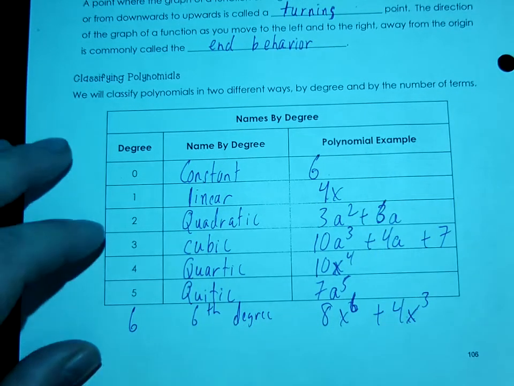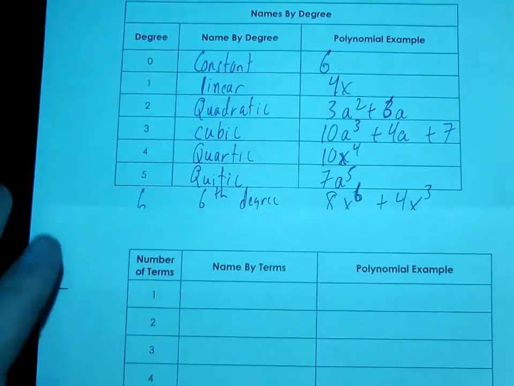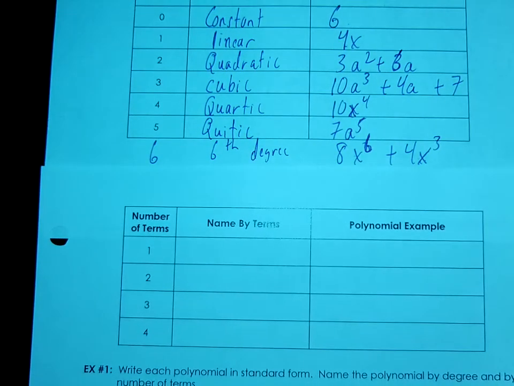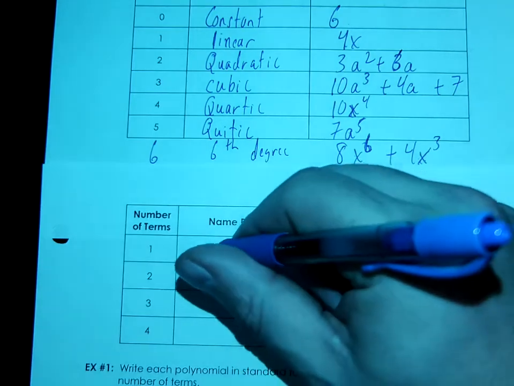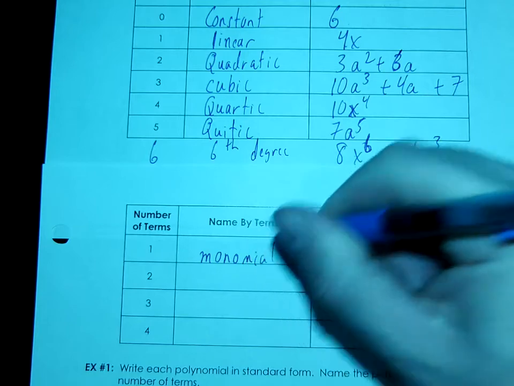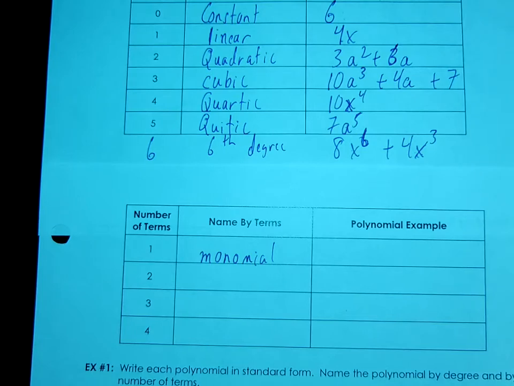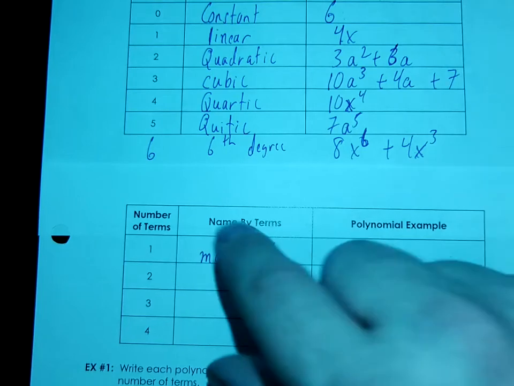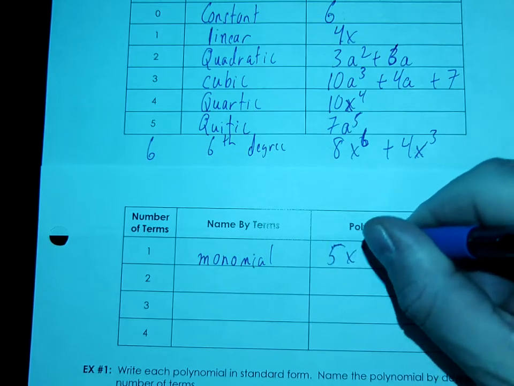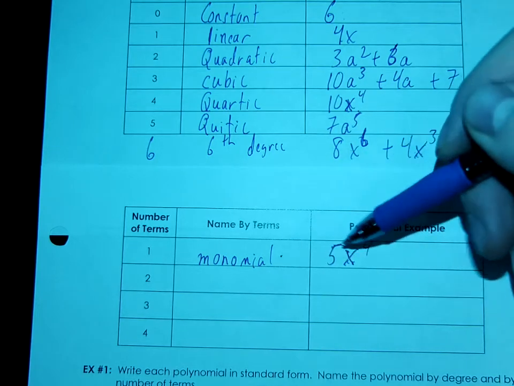Alright, the next thing we classify these by, so I'm going to leave that up. So this is classified by degree. The second way to classify a polynomial is by number of terms. If it has only one term, we call that a monomial. So that would be like this one, this one, this one, and this one, where it only has one term. It doesn't matter the degree of the term when you're naming by terms. For example, a 5x to the fourth would be a quartic monomial, but it would be a monomial.